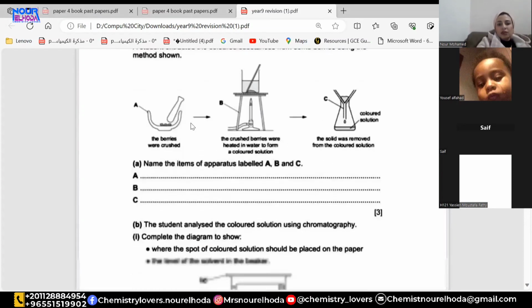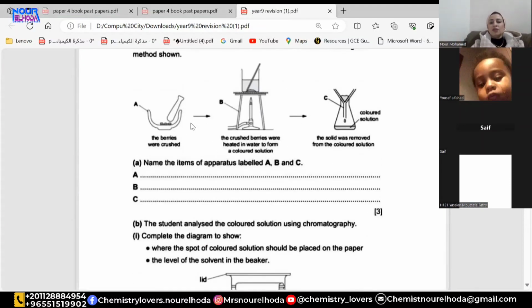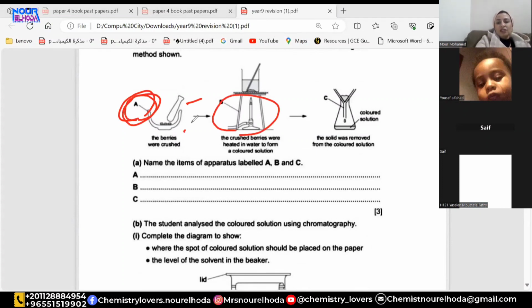Next: name the items of this labeled diagram. What is this? This is the pestle and this is the mortar. So I'm going to say this is the mortar. This is again a tripod. And then this C is a filter funnel.